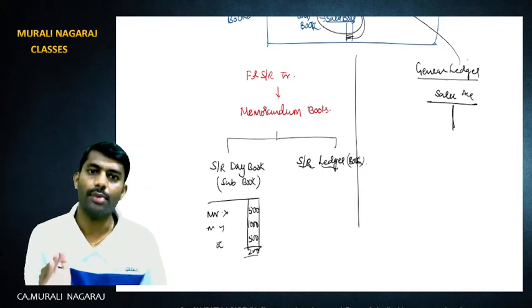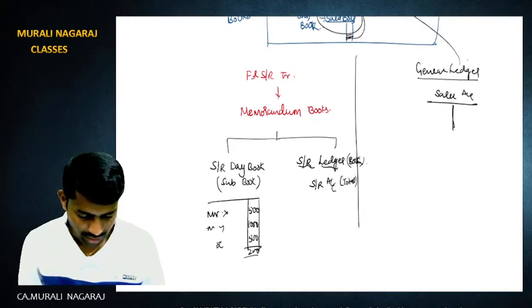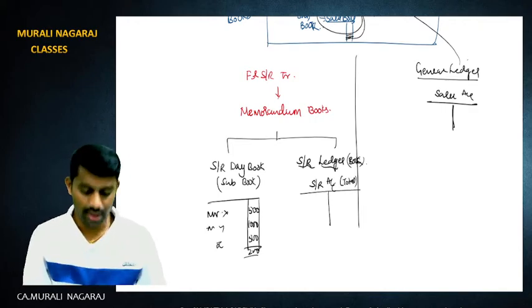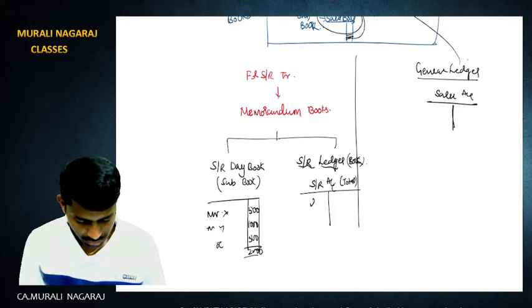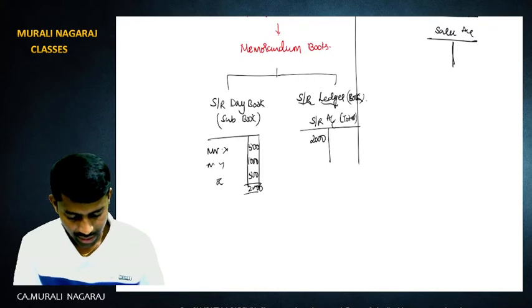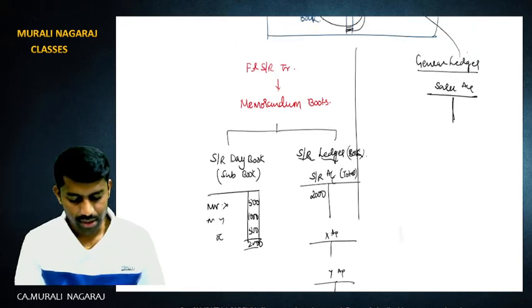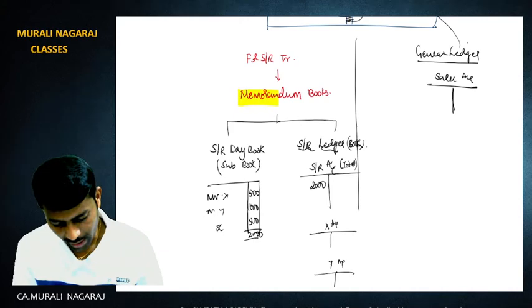In the sale or return day book I will record, and in the ledger, the sale or return account, this account is for total sale or return. So that day, how much? Total 2000. That 2000 I will debit, and correspondingly I will credit in X account, Y account, and Z account. But the name itself says, my dear friends, memorandum.